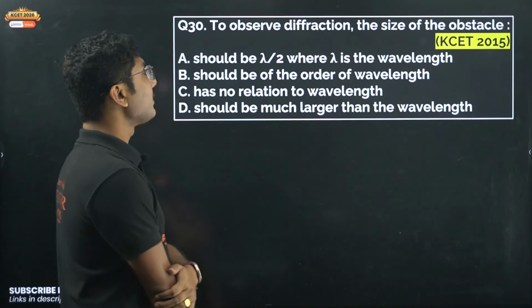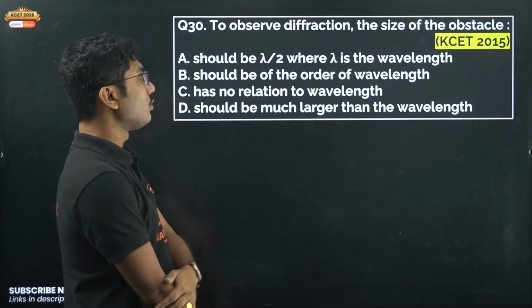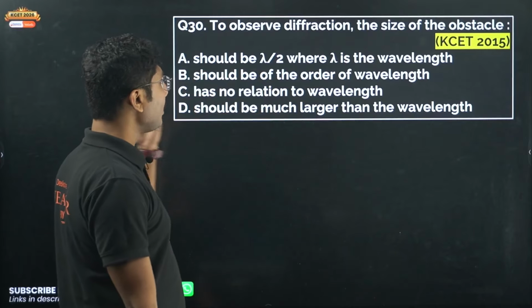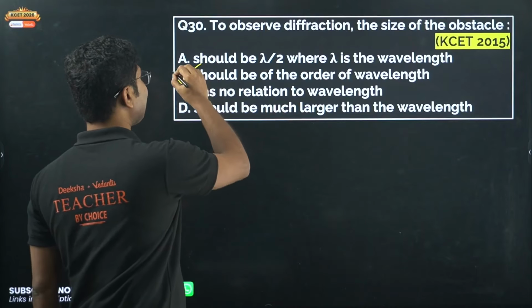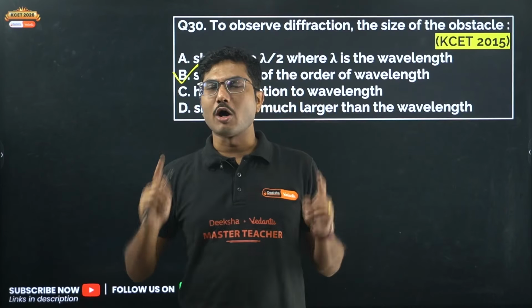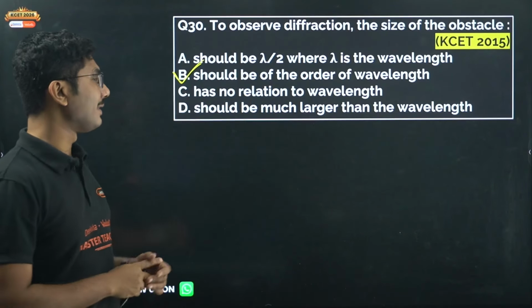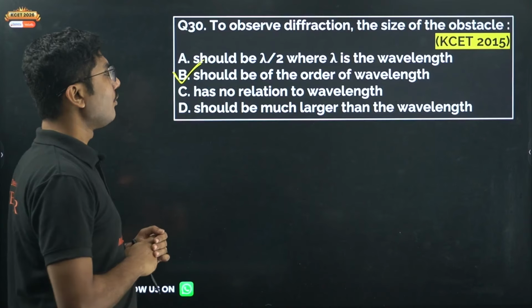To observe diffraction, the size of the obstacle should be of the order of the wavelength. To observe interference or diffraction, the slit width will always be of the order of the wavelength. Okay, remember this. The slit width will always be of the order of the wavelength.